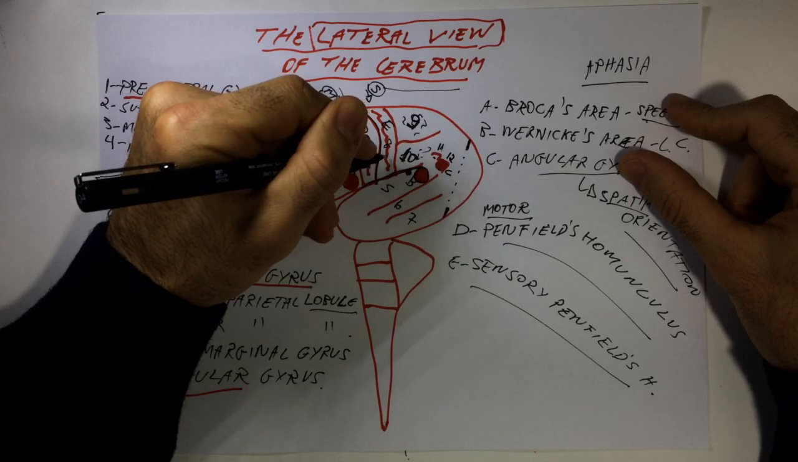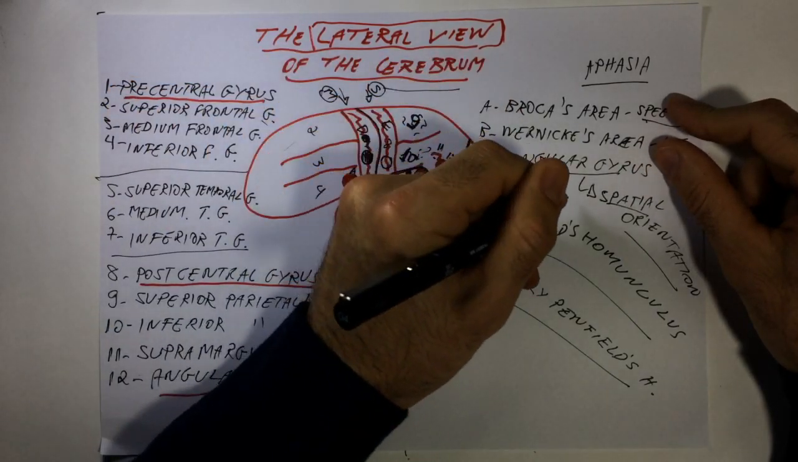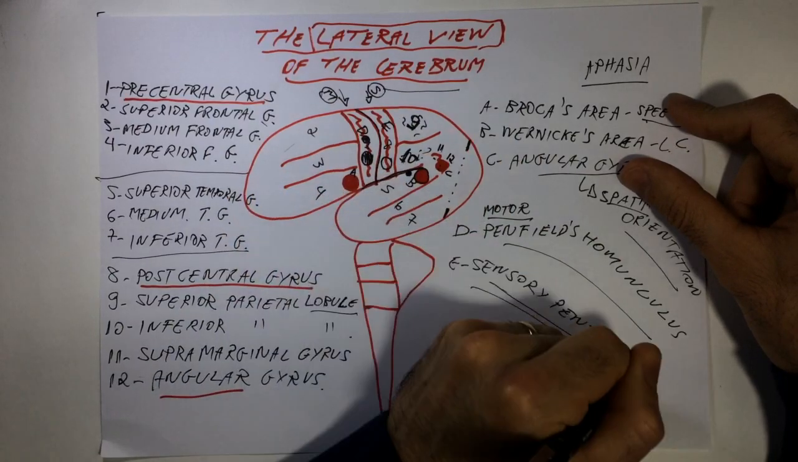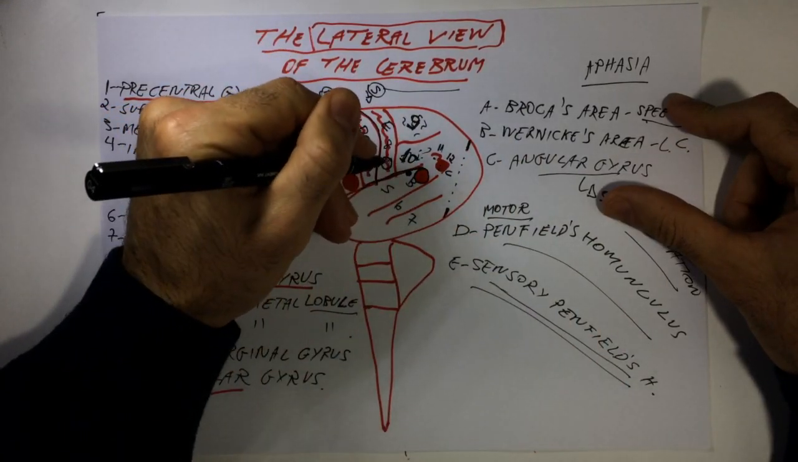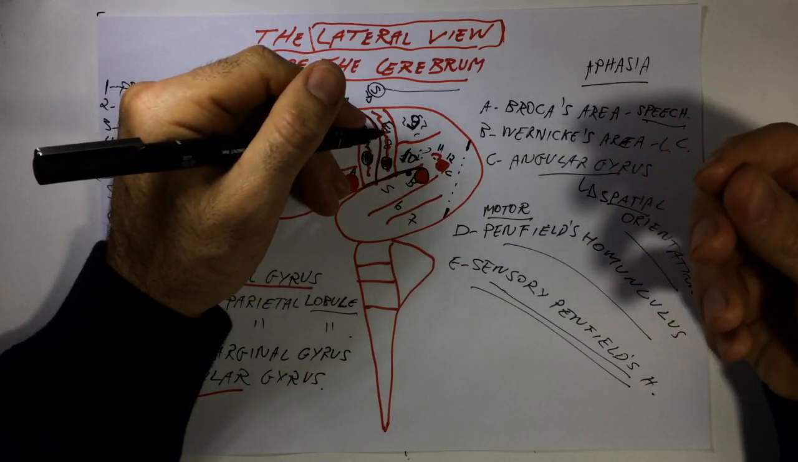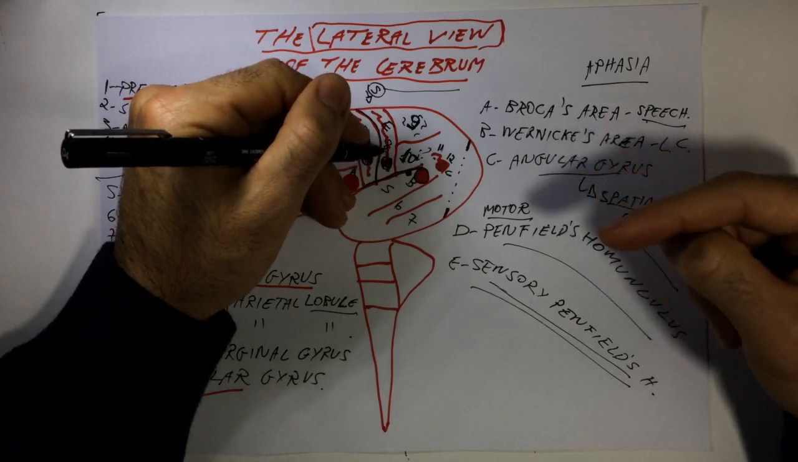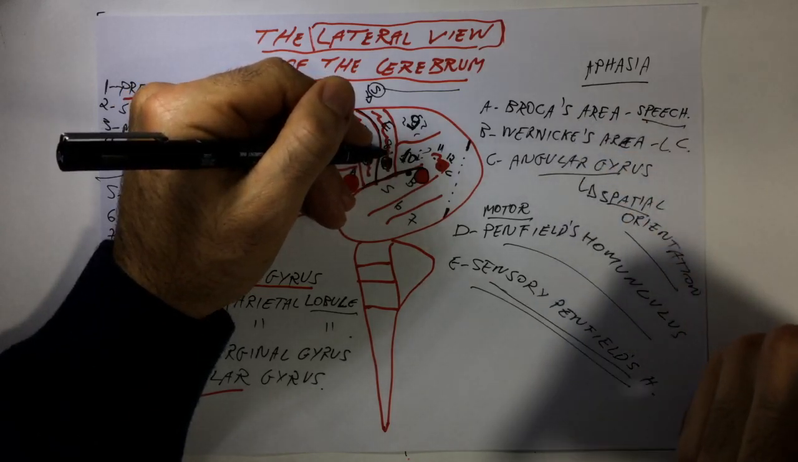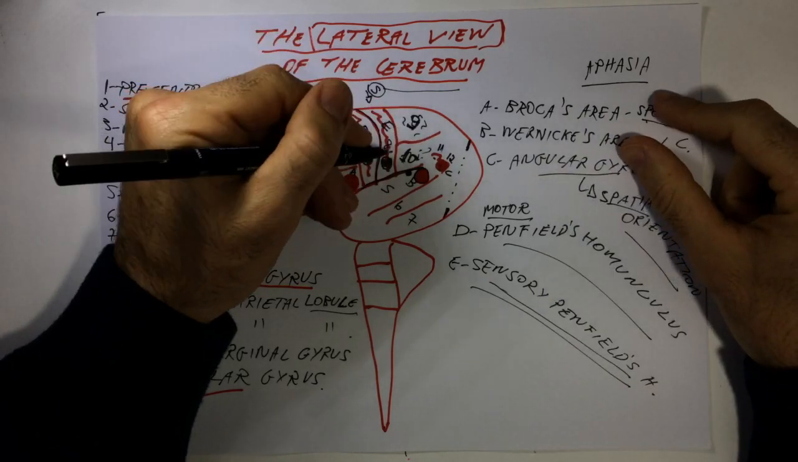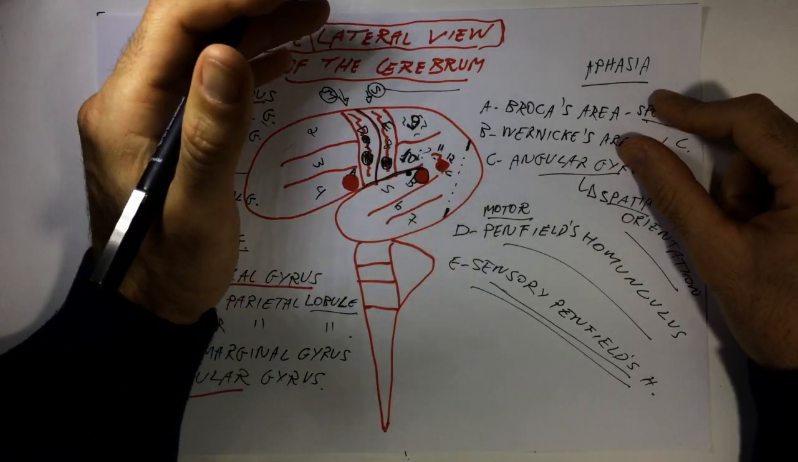And exactly the same happens with the sensory Penfield's homunculus. We have more neurons in order to feel the tactile sensation of the hands, not just the hands, but also your mouth, your lips, for example, than other parts of the body, such as your legs or your arms.